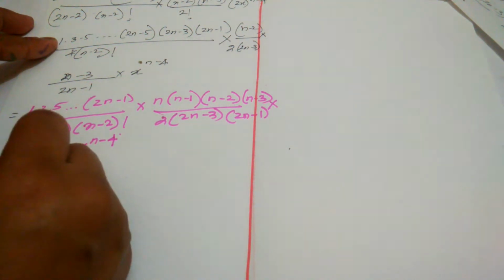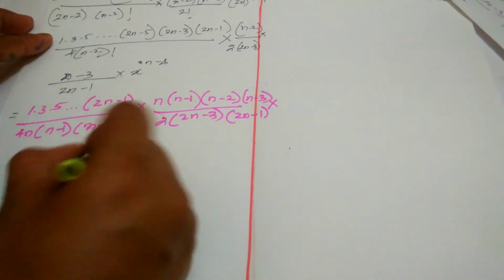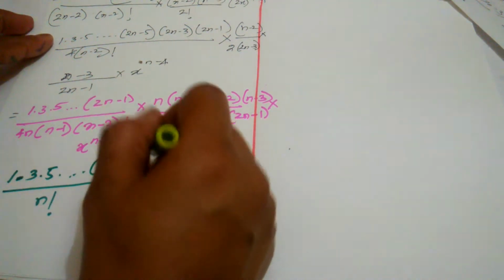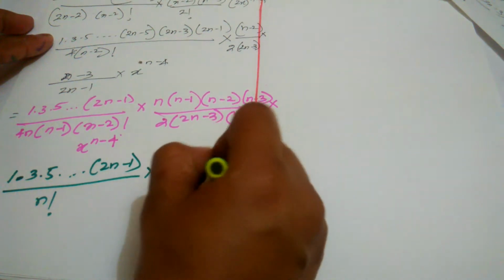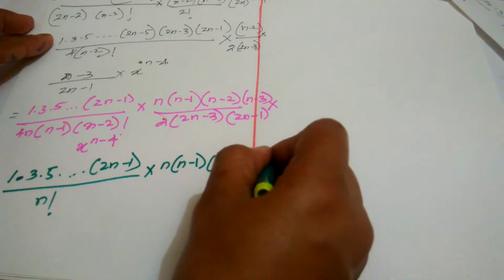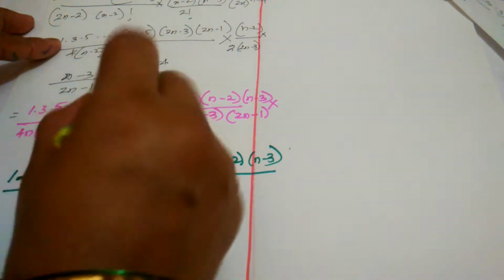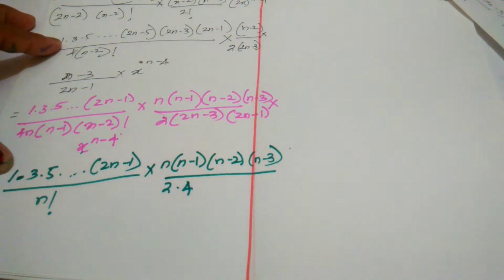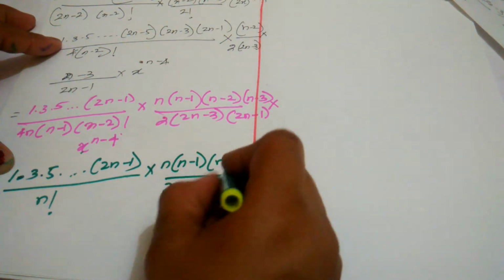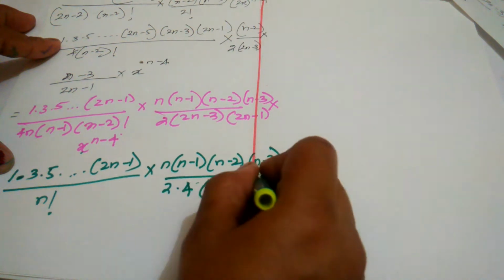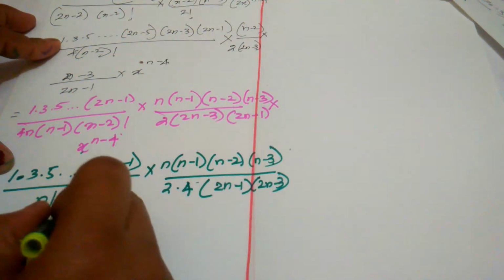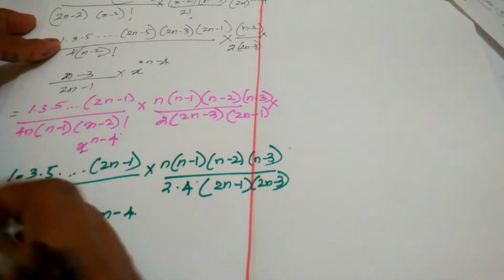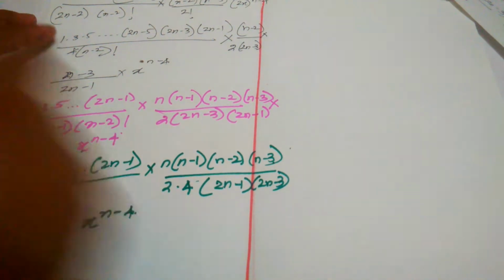Next step it will be 1 into 3 into 5 dot dot dot dot, it is 2n minus 1 divided by n factorial, this will be n factorial into n of n minus 1, n minus 2, then again n minus 3 divided by, this is multiplication of this, n minus 3 divided by 2 into 4, this 4 we are bringing it here, into 2n minus 1 and 2n minus 3 into, again its into sign is x raised to n minus 4 and so on. So we are having more powers of this.